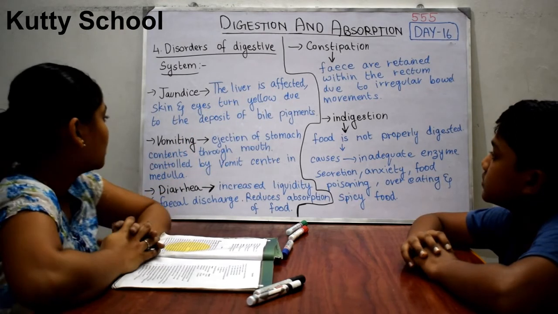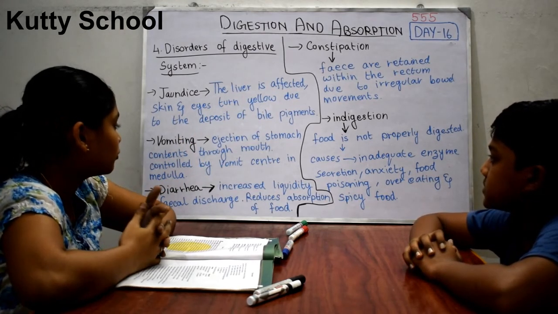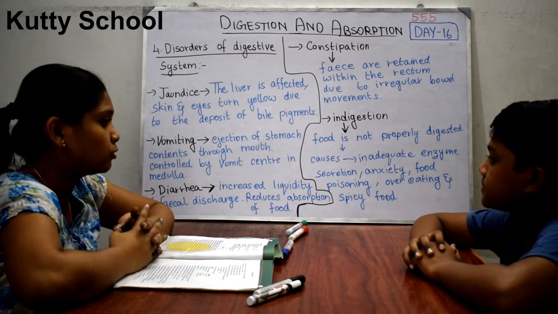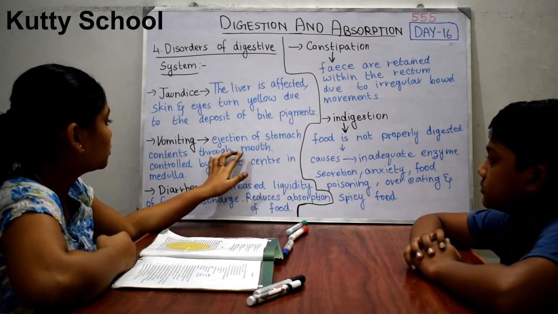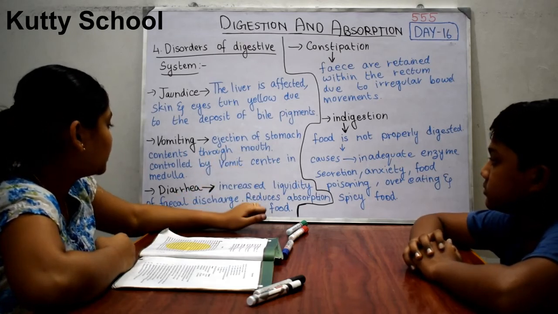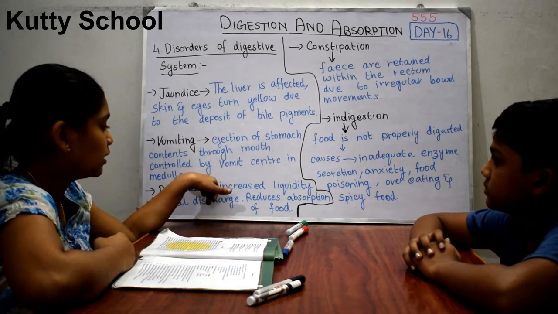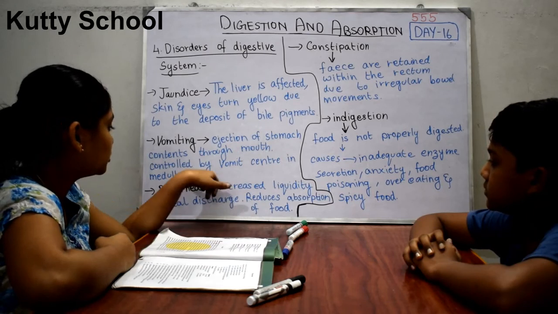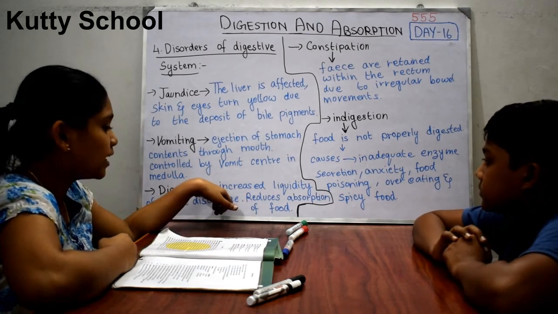Okay. And the second one is vomiting. Vomiting is an ejection of stomach contents. Whatever food is present in the stomach, the ejection of those through mouth is known as vomiting, and it is controlled by vomit center in brain. Okay, medulla is the center of vomit, which is present in the brain. And the third one is diarrhea.